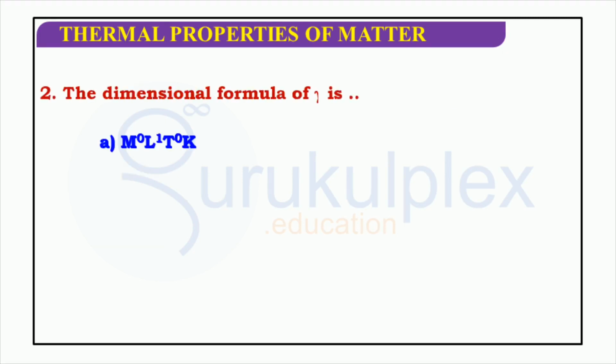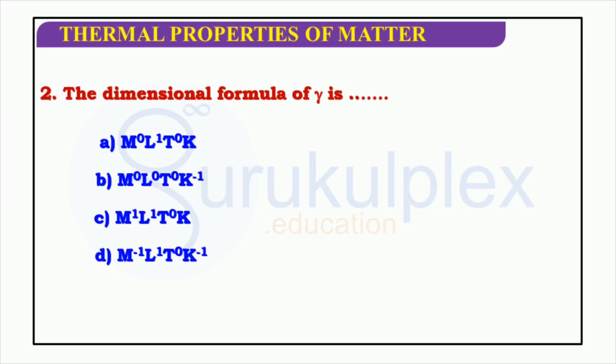Answer. Gamma is measured in mass, length, and temperature, with its dimensional formula M1L1T0K. Thermal properties of matter refer to how different substances react to changes in temperature.